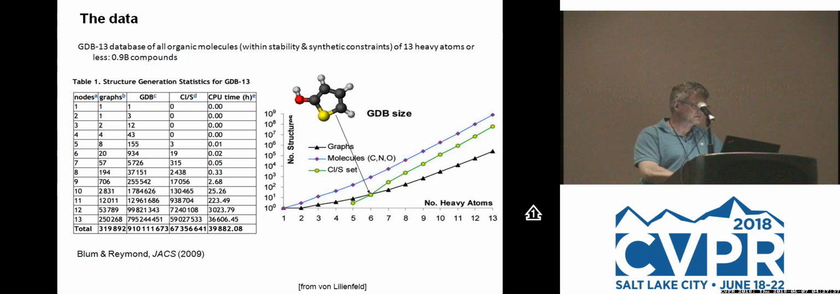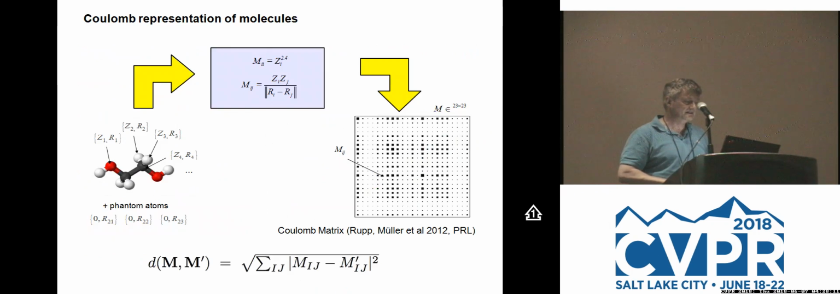So someone, Blum and Reymond, enumerated all the molecules up to a certain number of heavy atoms. And we used part of this data for training. Someone practically ran these DFT calculations for about 7,000 molecules times 5 hours on a supercomputer to get us the training set. And so how do we represent this?